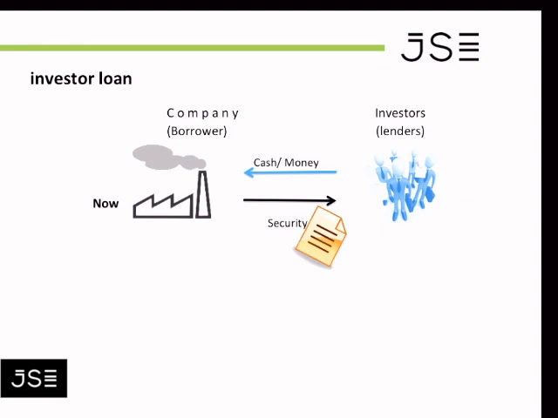Okay, so a security is, you can think of it as a catch-all phrase for financial markets instruments. So in this particular example, when we're talking about investor loans, let's look at a corporate bond. So a corporate bond is a vehicle or an instrument that a company can use to raise money from investors. A corporate bond is also known as a bearer instrument.